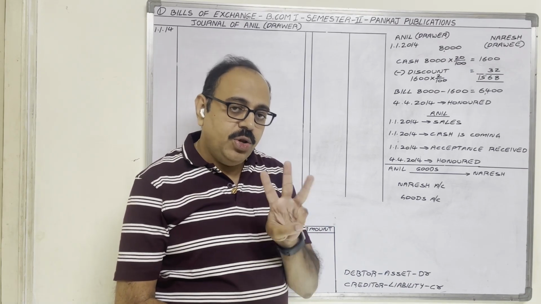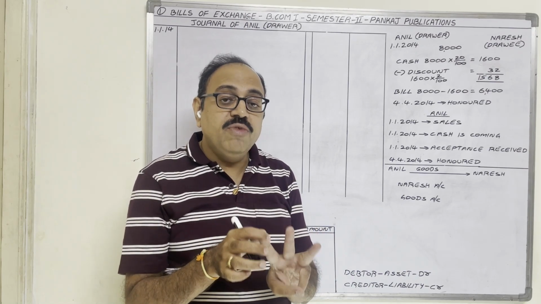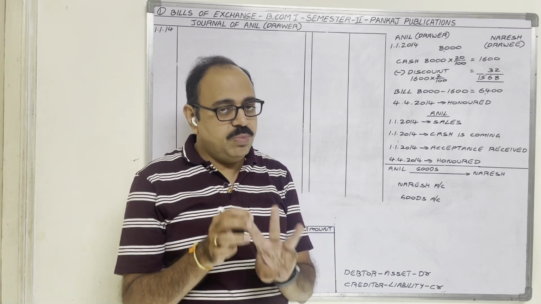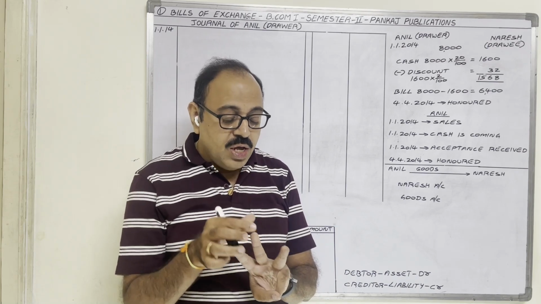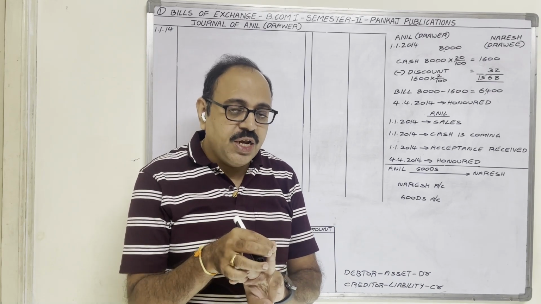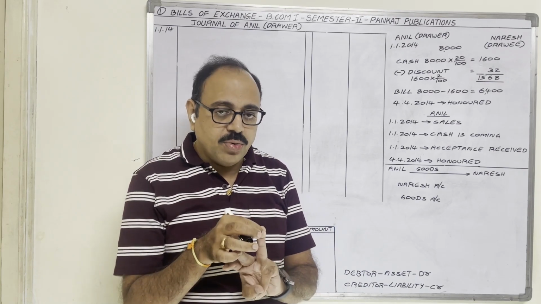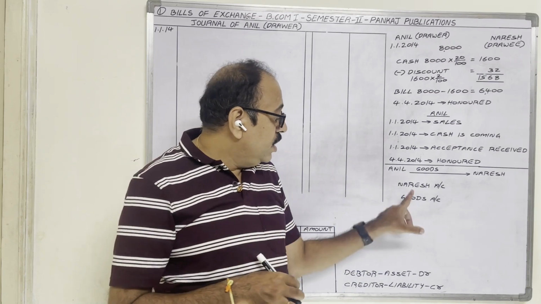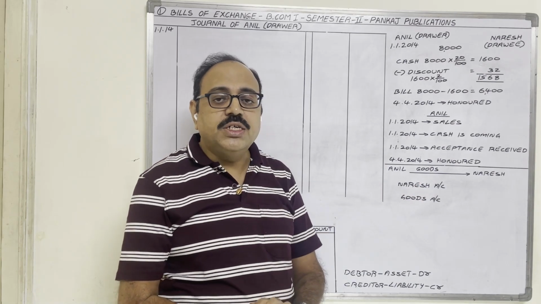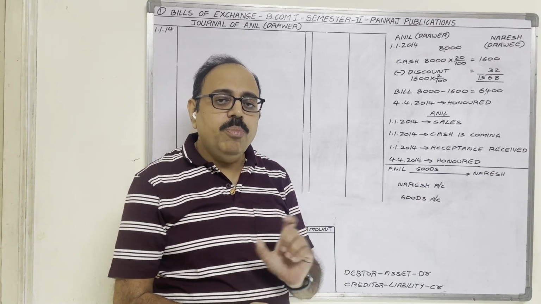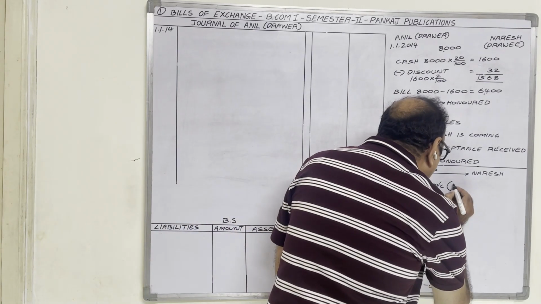See, accounts are divided into three types: personal accounts, real accounts, nominal accounts. If any account is opened with a firm name or person name, that is called a personal account. If any account is opened with an asset name, that is called a real account. If any account is opened with the expenditure name, loss name, income name or gain name, that is called a nominal account. So we have to identify which category these two accounts come under. Naresh account. Naresh is a person, no? With a person name, if you open any account, that is a personal account. So Naresh account is a personal account.